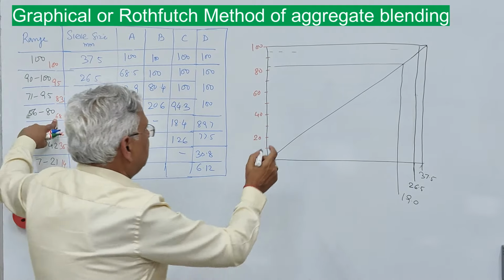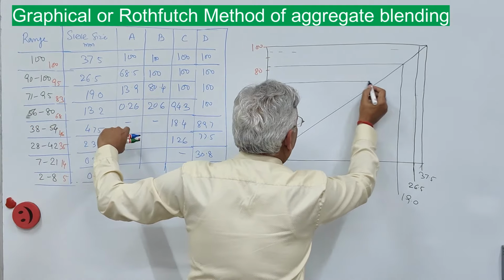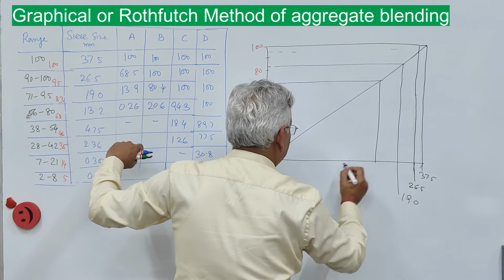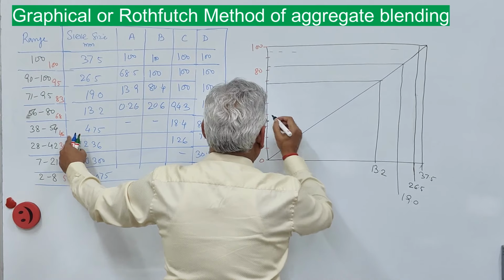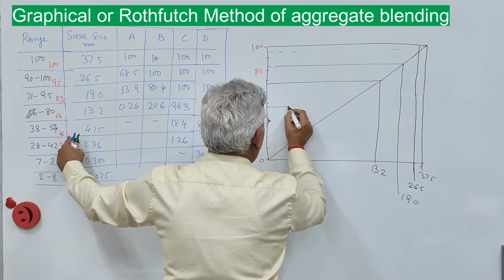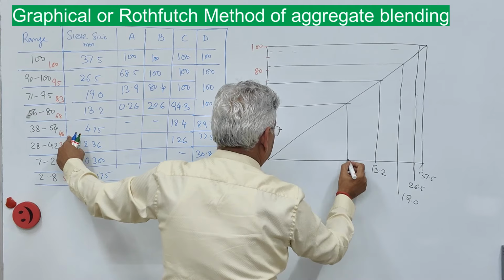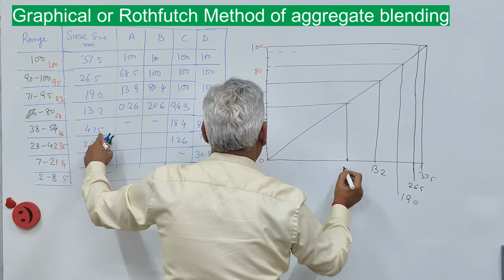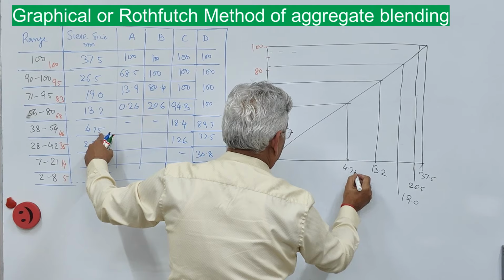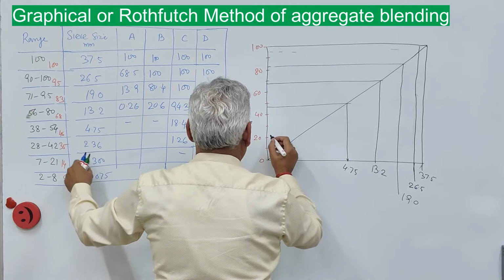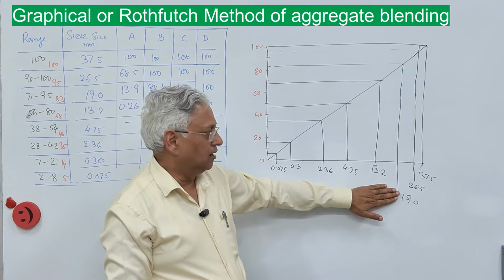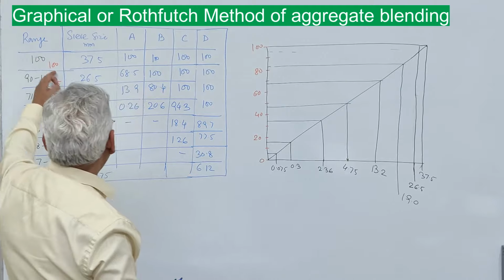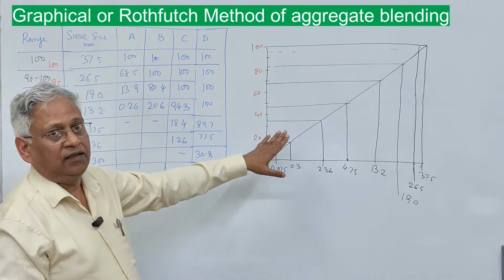So corresponding to 68%, you have the size of 13.2. Then 46% is somewhere here, you have a size of 4.75, and so on. Now this is the scale. On this scale, when you plot this desired grading, it is a straight line.